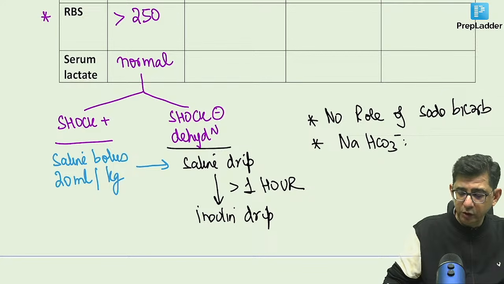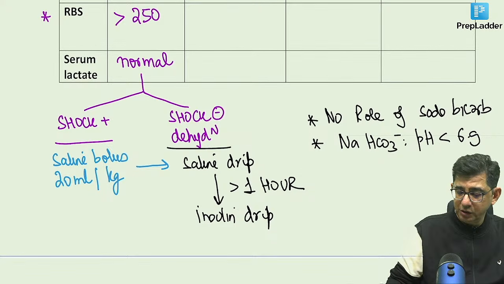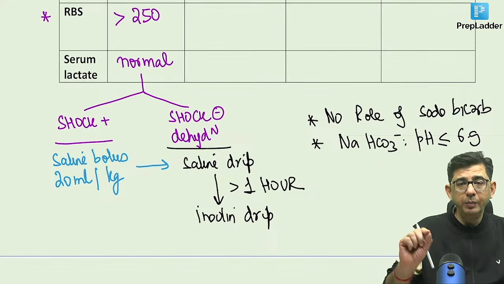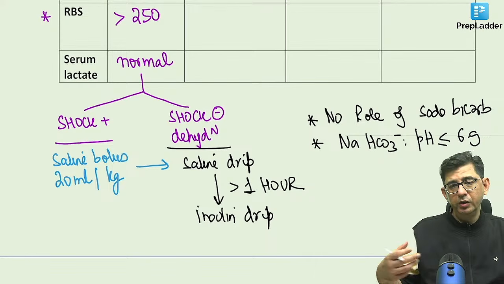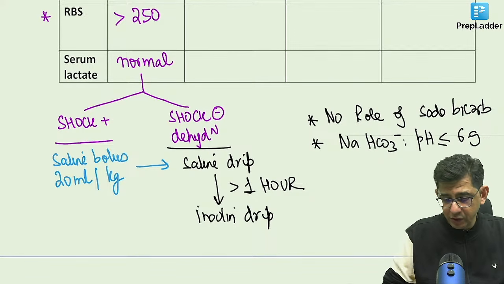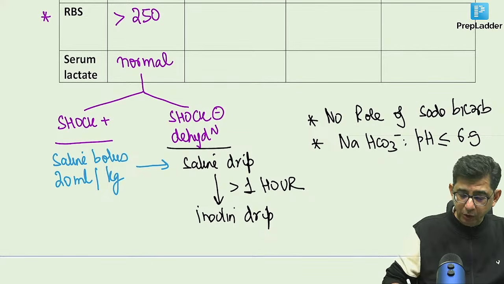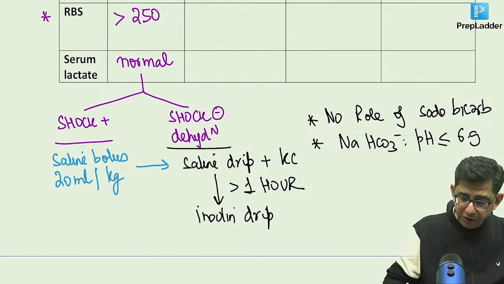Then the universal rule is, if the pH is less than or equal to 6.9, only then is sodium bicarbonate given. There is no role of sodium bicarbonate in routine management of diabetic ketoacidosis. Only rarely will you be using it, and the rare uses are when the pH is less than 6.9. And then to the bottle of normal saline, you should be adding potassium chloride. This potassium chloride that will be added is 40 milliequivalents per liter.